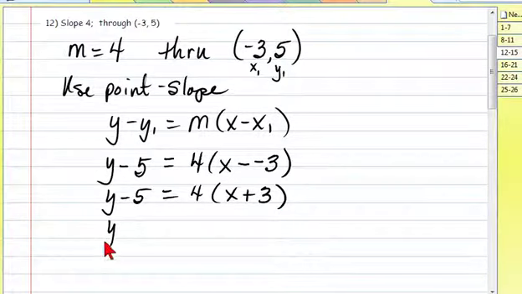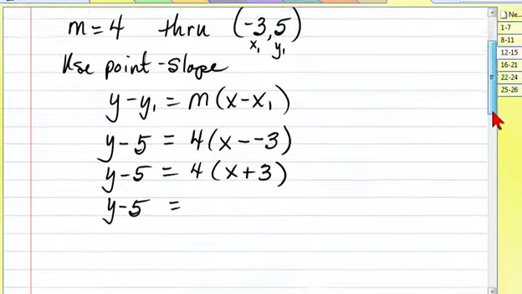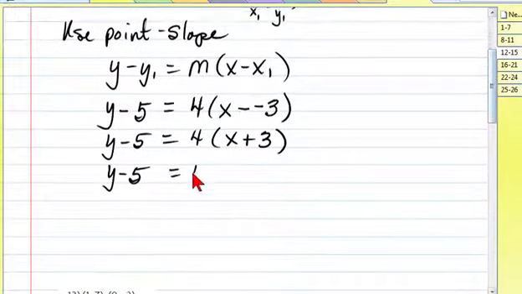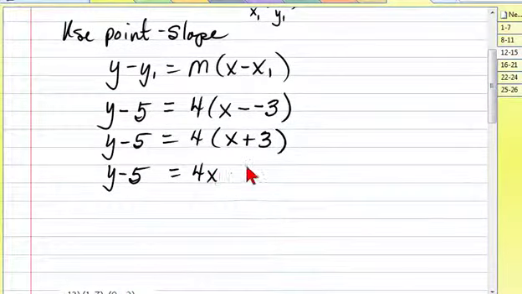Distributive property, keeping the y minus 5. If the slope were negative, you'd just be distributing a negative. Okay, so if the slope is negative, you're just distributing a negative. That'll give me 4 times x is 4x, and 4 times 3 is 12.